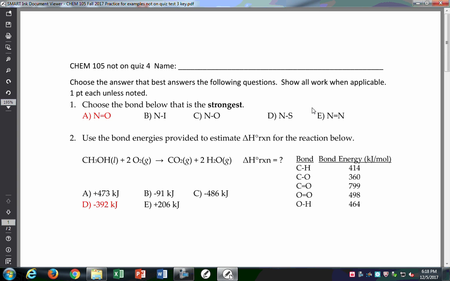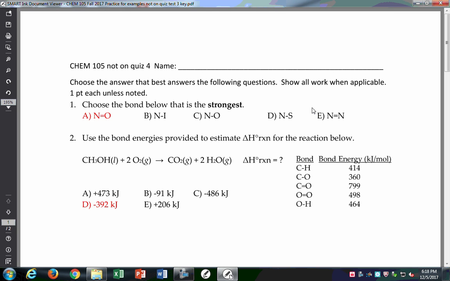So if we're choosing the strongest bond, the more electrons shared are going to be a stronger bond. So N triple bond O and N double bond N both have 4 electrons versus these only have 1. So between A and E, those are going to be stronger. They're going to be shorter, they're going to be stronger. Now the question is, which is going to be stronger between N triple bond O and N double bond N?